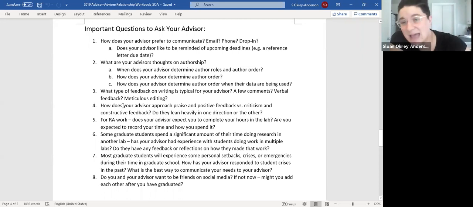Are they a really meticulous editor, or are they more like read the whole thing and then leave a few comments after? If you're used to someone who gives meticulous line-by-line feedback on APA formatting and all of this stuff, and then your advisor turns out to be a person who leaves one big conceptual comment at the end, and not anywhere else, that can be really frustrating, and you might feel neglected or something, but it could just be the way that person does editing, and that's fine. It just is good for you to know that.